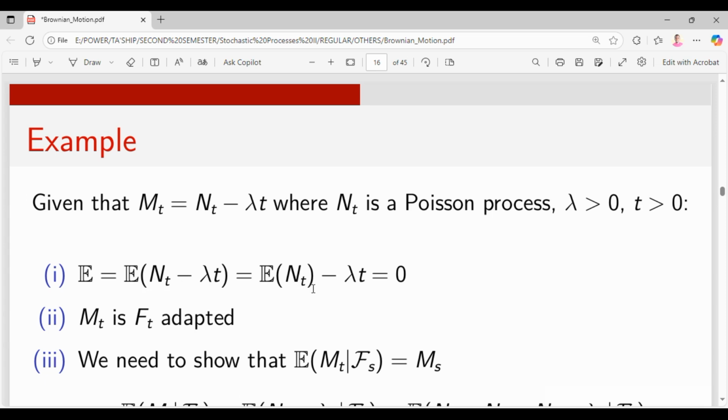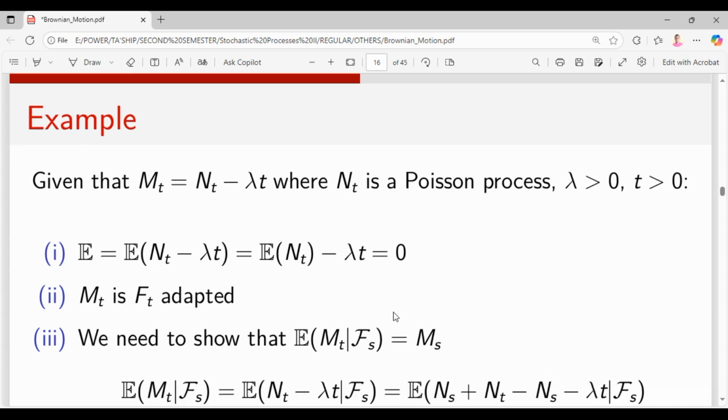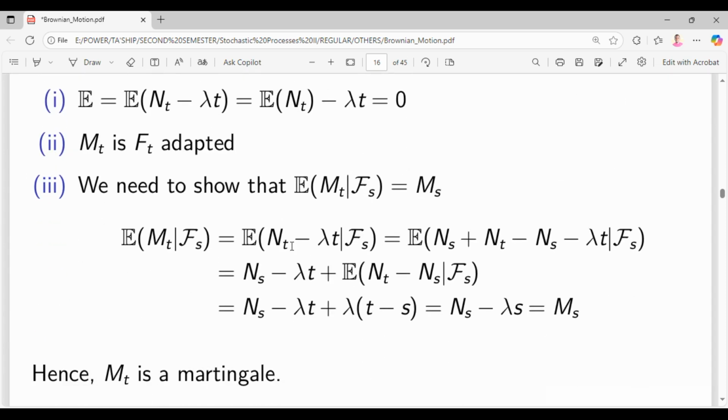This is the expected value of Nt minus lambda t, which is a constant. Remember, the mean of the Poisson process is lambda t. So the expected value of the Poisson process actually is going to give us lambda t as well, which will give us 0. Okay, so let's check the last condition. To prove that Mt is a martingale, it means that the expected value of Mt, which is Nt minus lambda t, given Fs, should be equal to what? Ms, right? Good, let's see that.